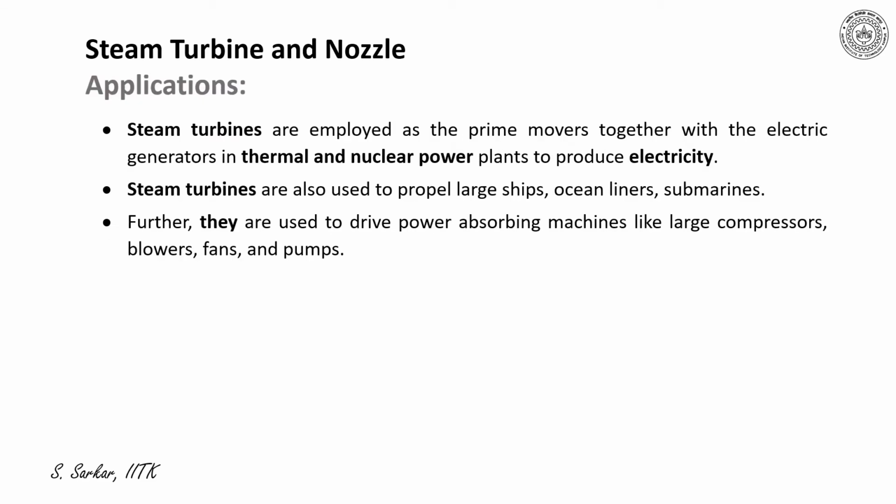Regarding applications of steam turbine, I would like to mention that steam turbines are employed as prime movers together with the electric generator in thermal and nuclear power plants to produce electricity. Steam turbines are also used to propel large ships, ocean liners, and submarines. Further, they are used to drive power-absorbing machines like large compressors, blowers, fans, and pumps.